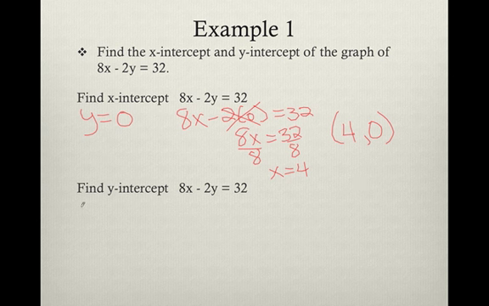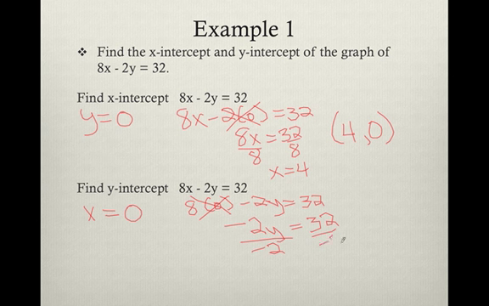Find the y-intercept. The y-intercept is the spot where the graph crosses the y-axis. When I'm crossing the y-axis, my x value is 0. So to find the y-intercept, let x be 0. So wherever I see an x, I'm going to replace it with a 0. 8 times 0, we all know, is nothing. So I'm going to be subtracting a negative 2y. That's going to be equal to 32. To get rid of multiplying by negative 2, I'm going to divide each side by negative 2. That gives me a y value of negative 16.